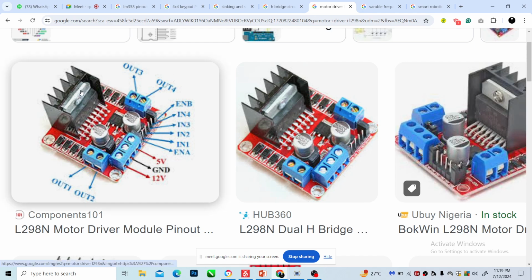Now let me also say this. The major IC here is this one, the L298N. Out 1 and Out 2 are for the left side tires. Out 3 and Out 4 are for the right side tires. Do you get it now? They are controlled by In 1 and In 2 for the left side, and In 3 and In 4 for the right side. Is that clear now? That's good to go.